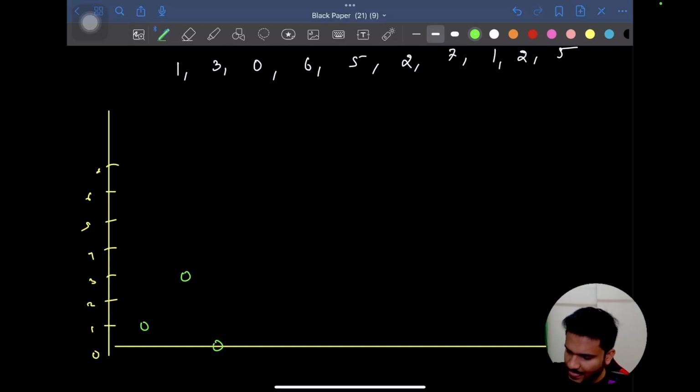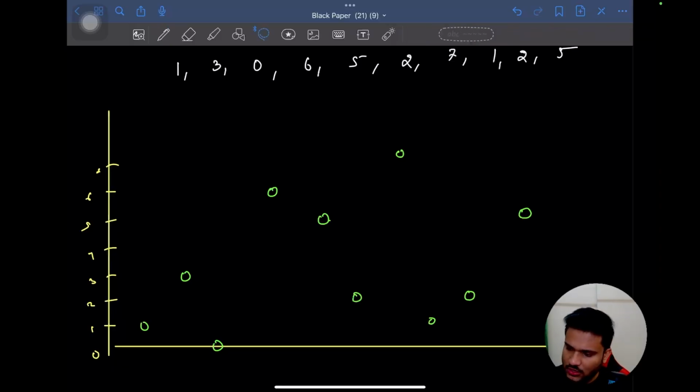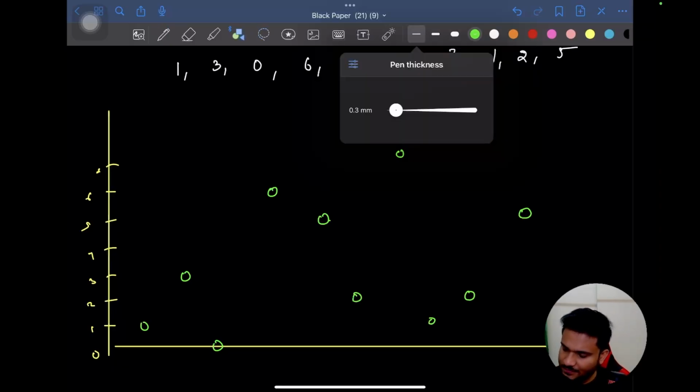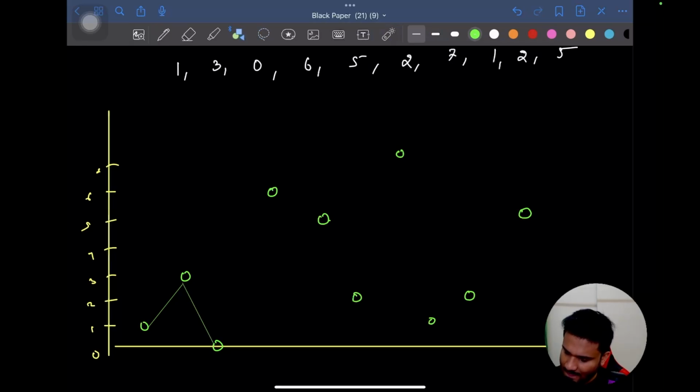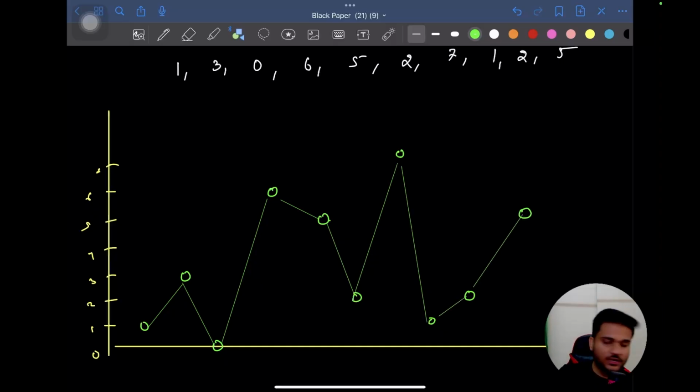So 1, 3, 0, 6, 5, 2, 7, 1, 2, 5. Okay. This is how the graph looks like. Pretty random, right? Pretty random.